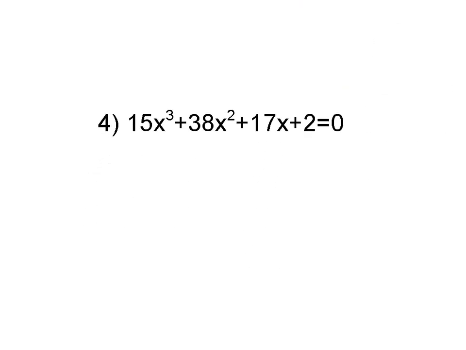Okay. We have 15x to the third plus 38x squared plus 17x plus 2, right? So we're going to list our p's over q's. Our p's are factors of 2. I have positive or negative 1 and positive or negative 2. Our q's are factors of 15, which are 1, 3, 5, and 15.